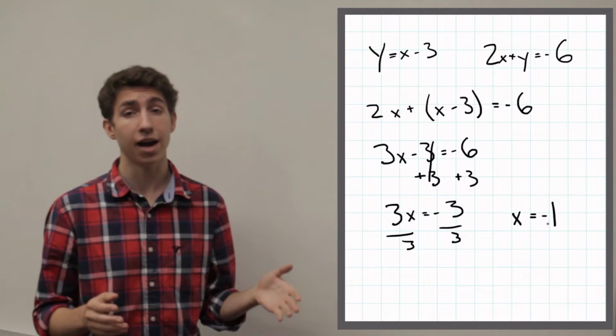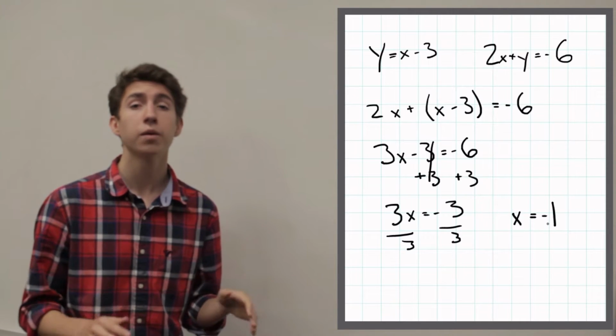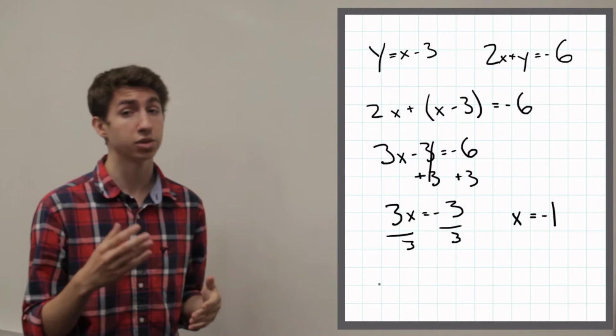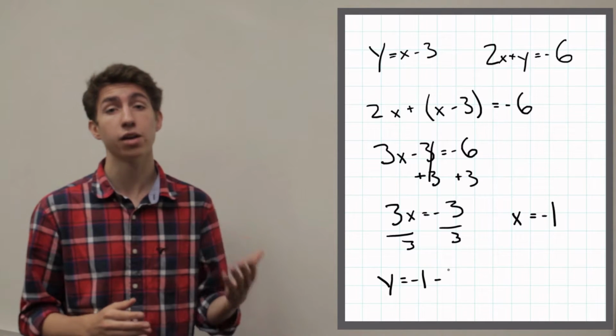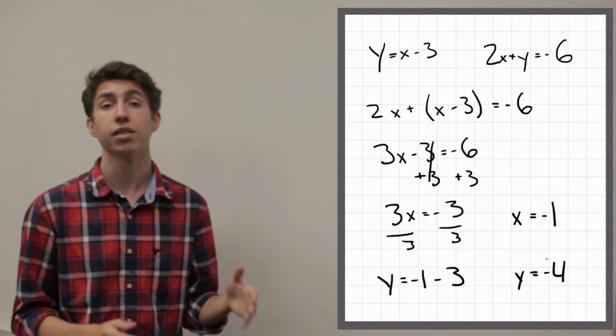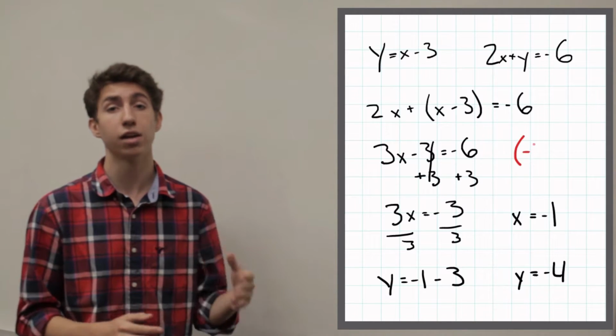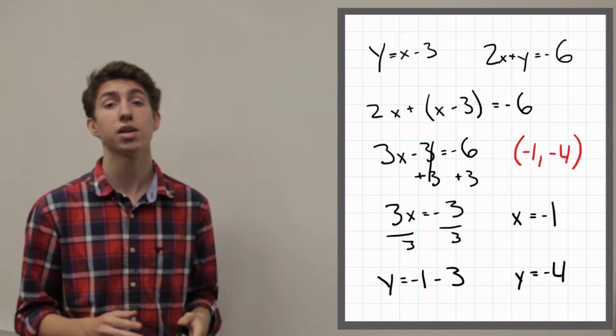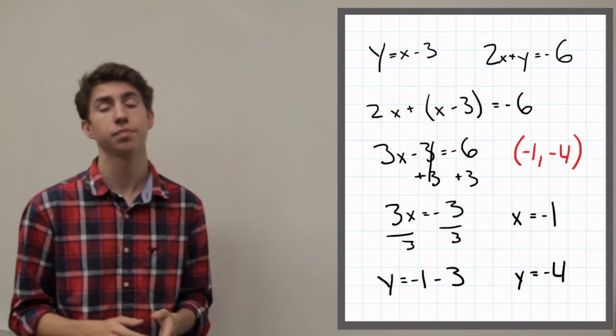Now that we have a solution for x, we can solve for y. Let's use the first equation, y equals x minus 3. Plugging in x equals negative 1, we have y equals negative 1 minus 3, or y equals negative 4. So we can verify that our answer to the system of equations would be negative 1, negative 4. This system has only one solution, so we can call the equations linearly independent.